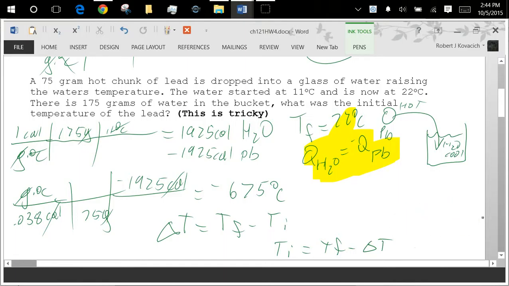The final temperature is 22 degrees Celsius. My change in temperature is negative 675 degrees Celsius. And so it'll be 697 degrees C for my initial temperature. I only have 2 sig figs, so we'll go with 700 degrees Celsius.